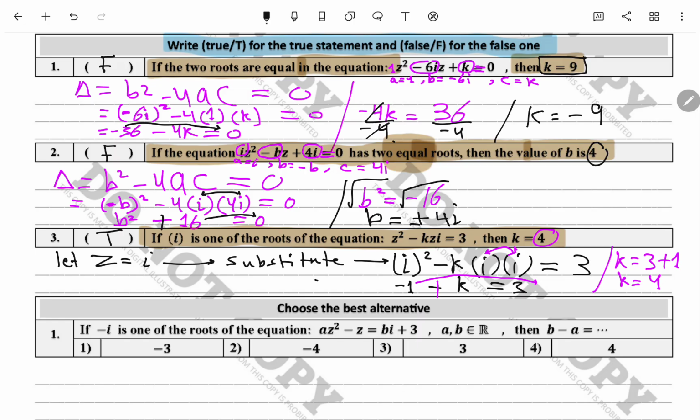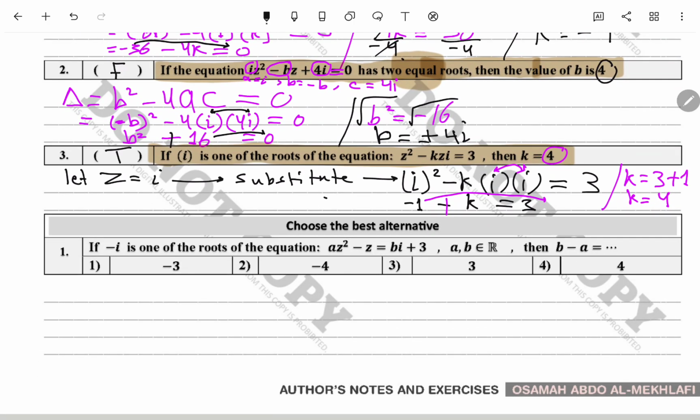1. Choose the best alternative. You can see that he is giving you again the value of one of the roots. If negative i is one of the roots of the equation az squared minus z equals bi plus 3, and this a and b belong to the reals, not complex numbers, so a and b can't be with i. They should be real. Then the difference between them will be equal to b minus a.